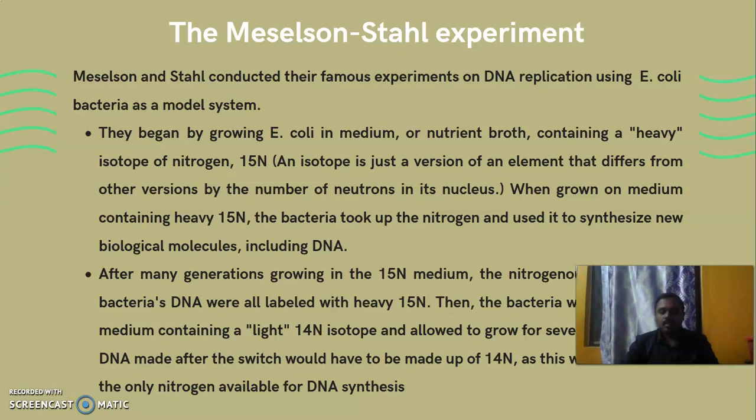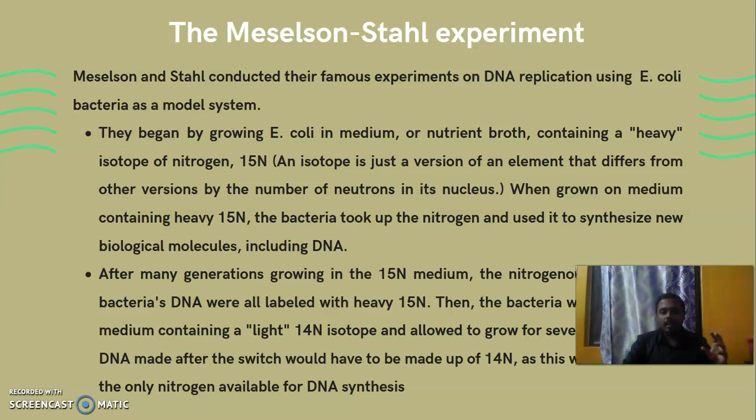After many generations growing in the 15N medium, that is the heavy isotope of nitrogen, the nitrogenous bases of the bacteria's DNA were all labeled with this heavy N15 isotope. Then the bacteria were switched to medium containing the light, that is the normal N14 isotope, and allowed to grow for several generations. So initially they took the N15 medium and grew the E. coli organism in it for many generations. Now the entire DNA of this E. coli is going to have N15.